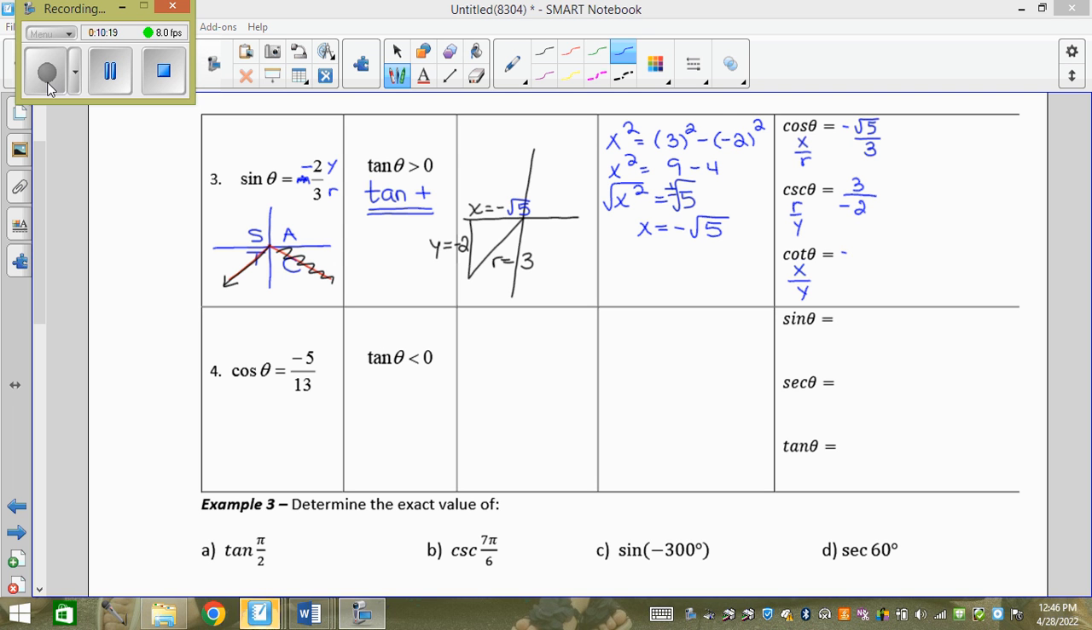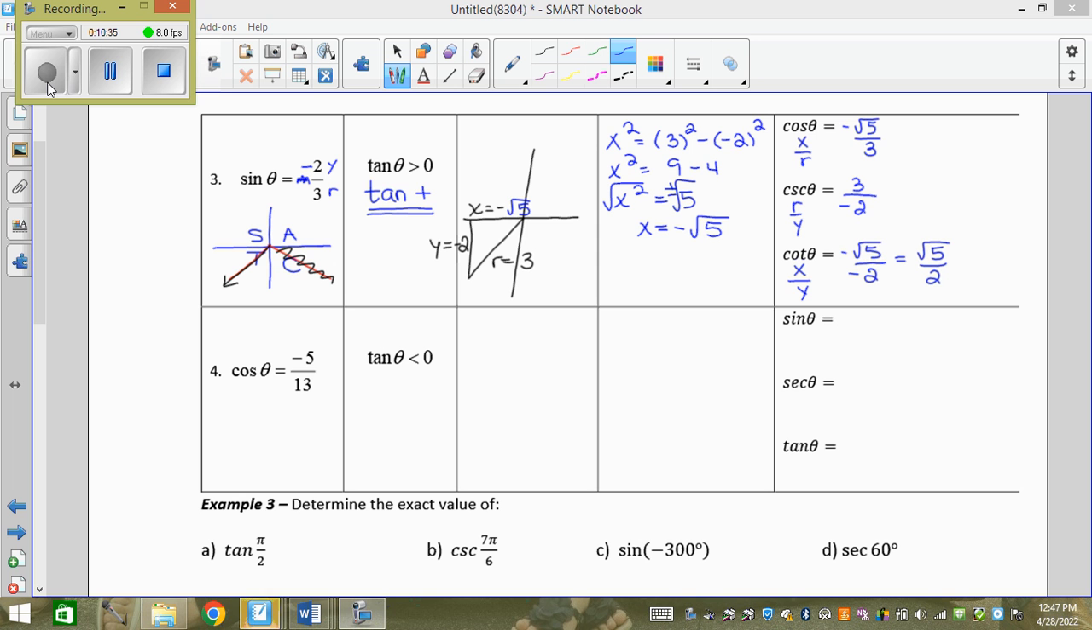So we're going to get negative root 5 over negative 2, which is root 5 over 2. Why is it positive? Tangent is positive because it's in the third quadrant, because two negatives make a positive, right? So they should make sense.